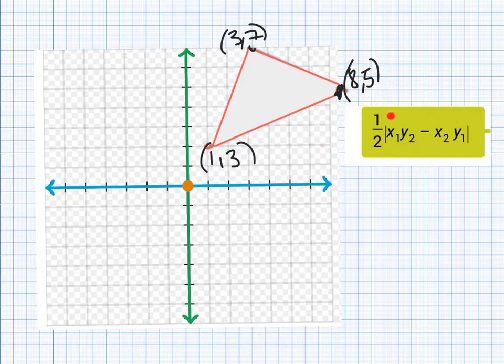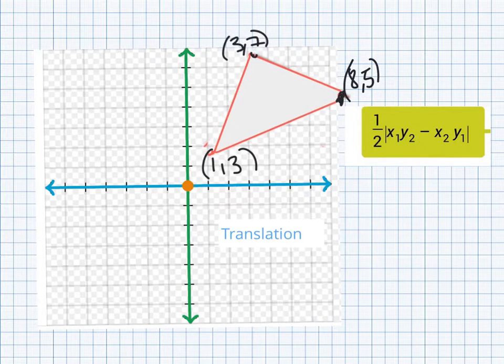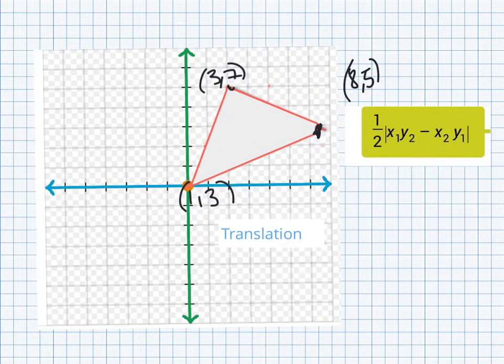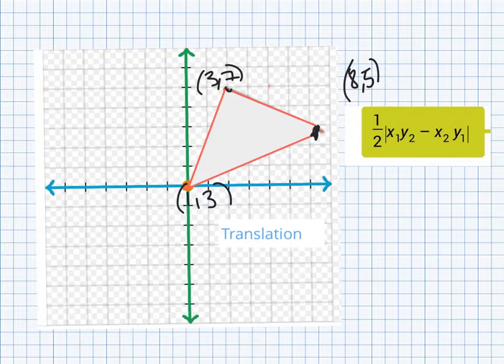So what I'm going to do here, guys, is I'm actually going to move the triangle. I'm going to move it so that one of the points here is 0, 0. And how I'm going to do that is by translation. Okay, so remember, translation is when we move a certain line or a certain object on the plane. And what I'm going to do is I'm actually going to move this triangle the whole way down so that one of the points is at 0, 0.